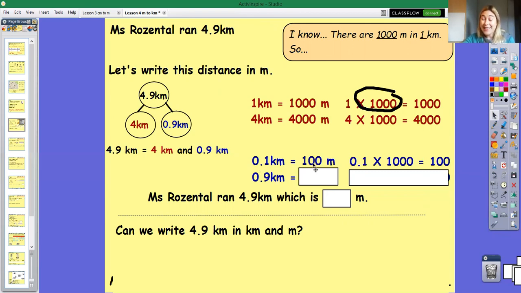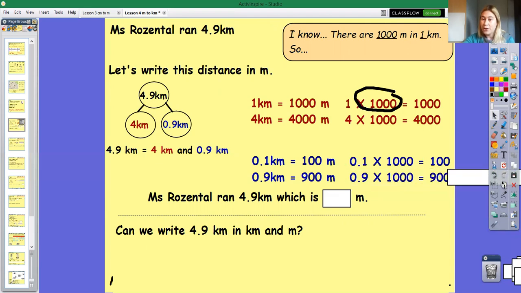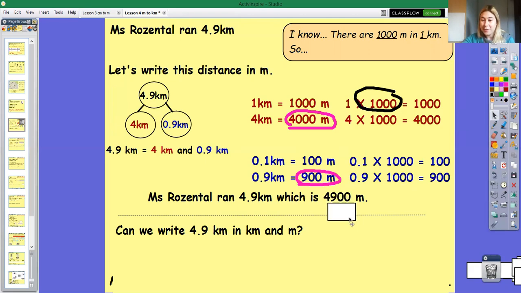So if 0.1 kilometres is 100 metres, 0.9 kilometres is going to have to be 900 metres. And we can see our relationship there. So we can now see how many metres there are in total. The 4 kilometres was 4,000 metres, and the 0.9 kilometres was 900 metres. So if we put those together, we can say Ms. Rosenthal, or me, ran 4.9 kilometres, which is 4,900 metres. So you might want to think about where my 4,000 came from, where my 900 came from.